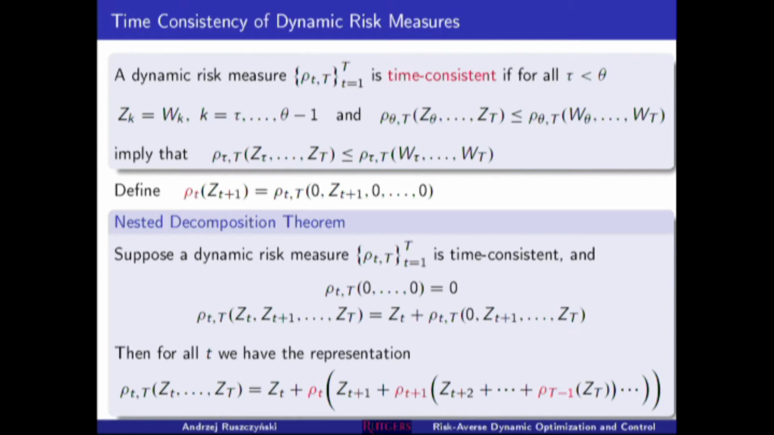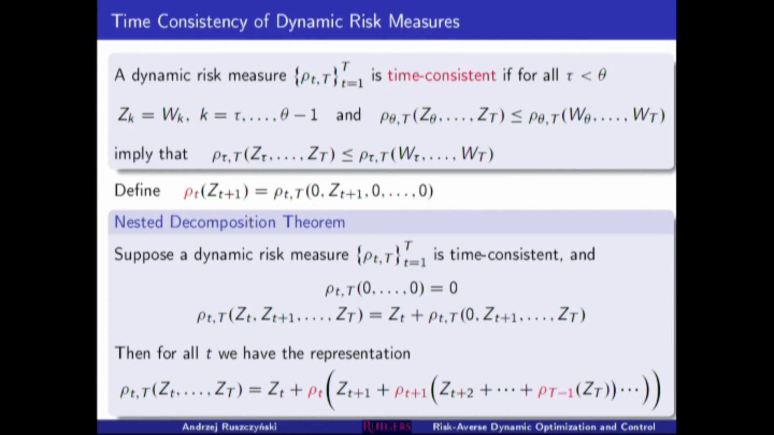If we assume very natural conditions, that the risk of 0 is 0, and the current cost, which is known at time t, can be taken out of the risk, a translation property very well known in the static case, then every dynamic risk measure can be represented in terms of a nested composition of these one-step risk evaluations, these one-step risk measures. These little rhos displayed in the red color.